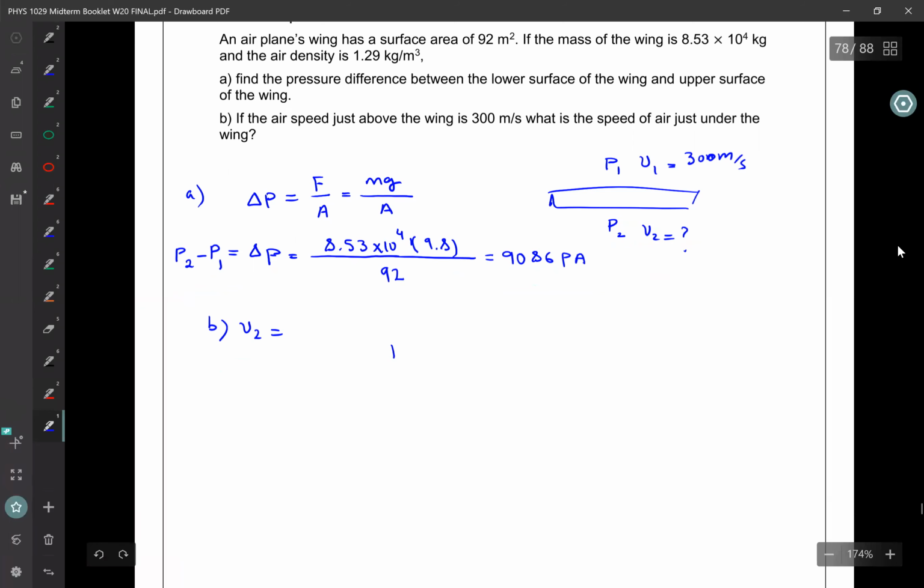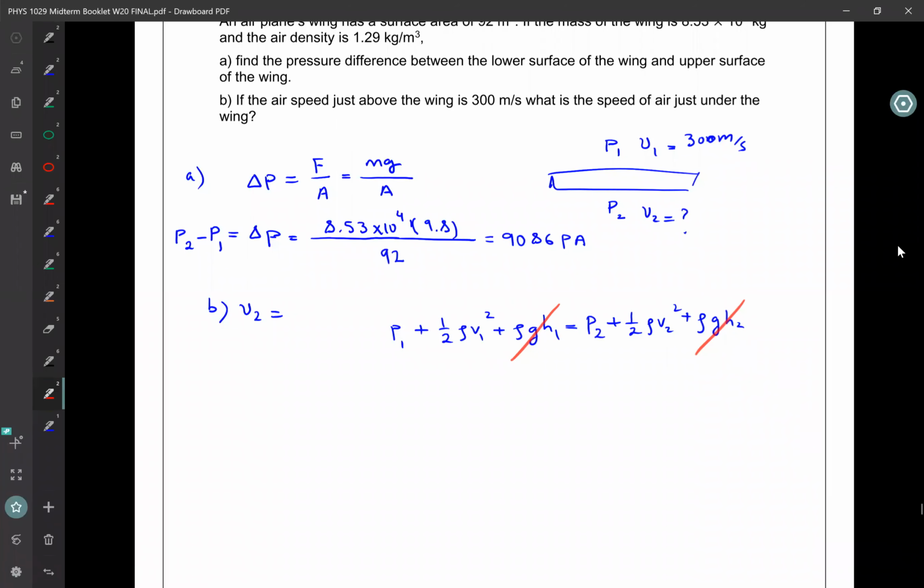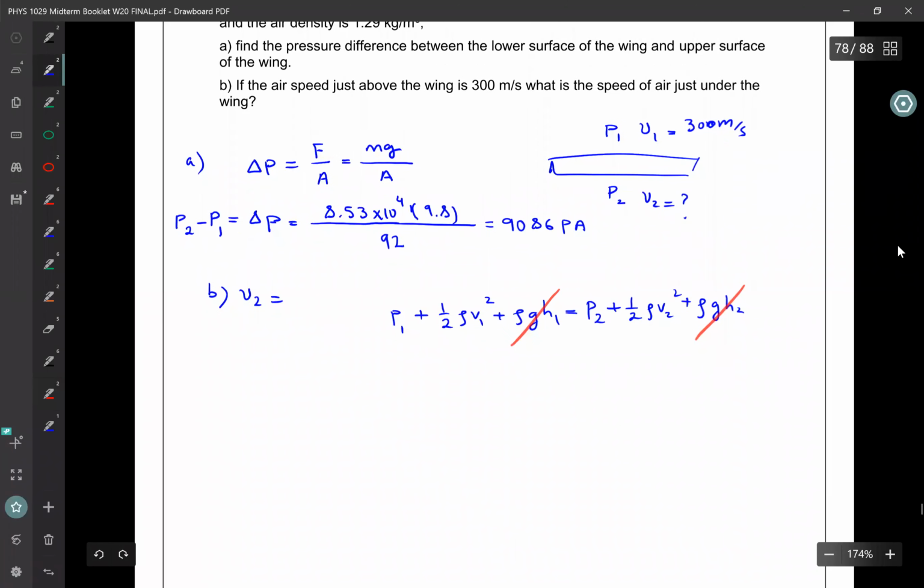I'm going to write down Bernoulli's equation, which is P1 plus 1/2 density V1 squared plus density times g times h1 equals P2 plus 1/2 density V2 squared plus density times g times h2. Because the wing is not that thick, you could say the height difference between the upper surface and the lower surface is literally 0. So by doing that, you could ignore the density times g times h terms on the right and the left side. Again, the height difference is 0.